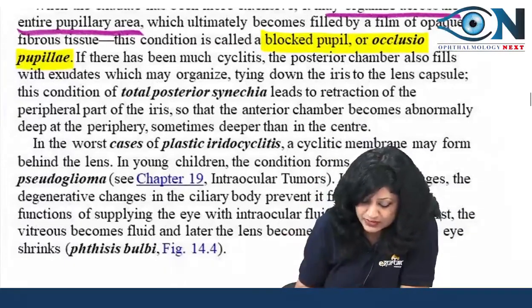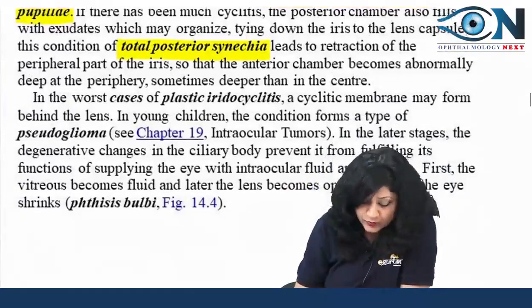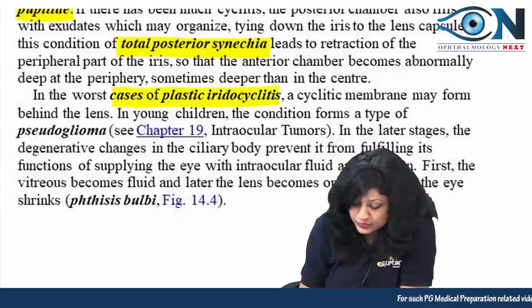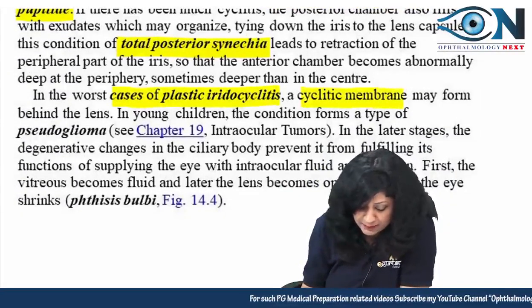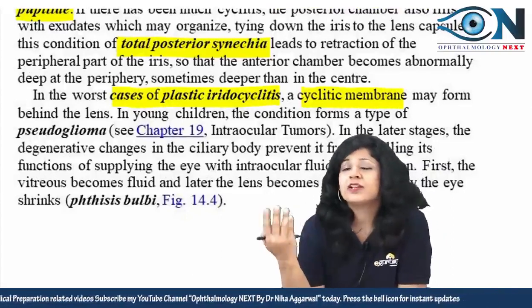If there has been much cyclitis, the posterior chamber also fills with the exudates. So that will be forming your total posterior synechiae, as I told you. Now in the worst cases of plastic iridocyclitis, you can also have a cyclitic membrane behind the lens. So even a cyclitic membrane, so you can get an exam question on this also.